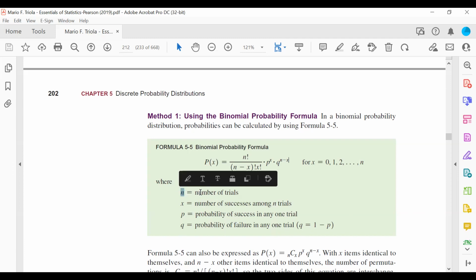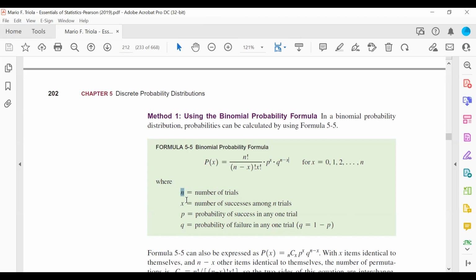So you're going to have to identify the n. So the n represents the number of trials. Usually it's the total number of trials, right? You also are going to need to know P.